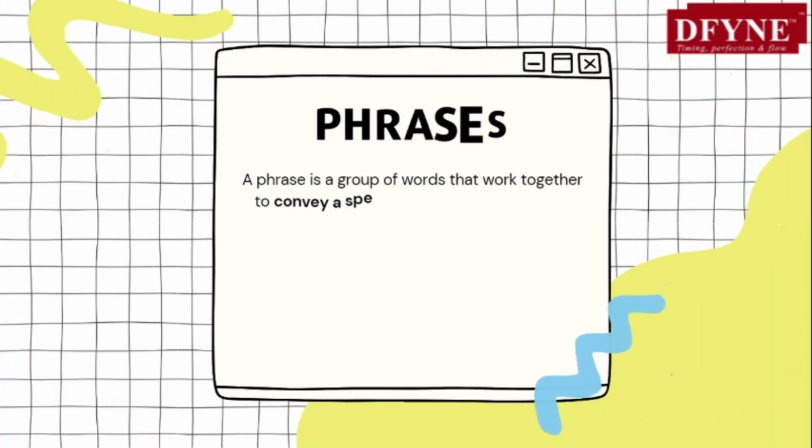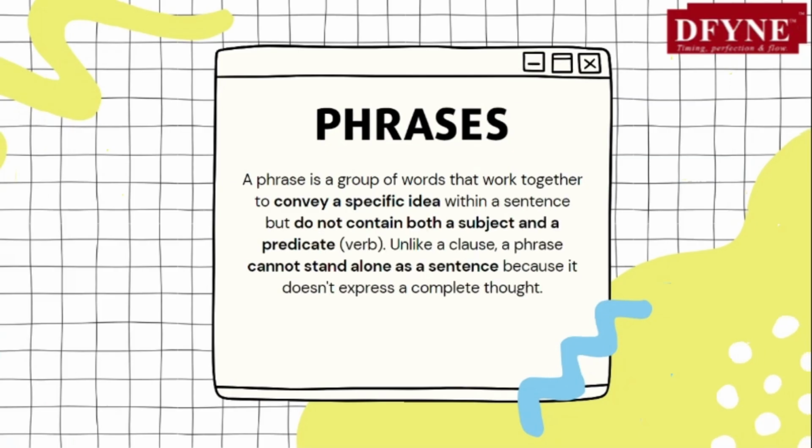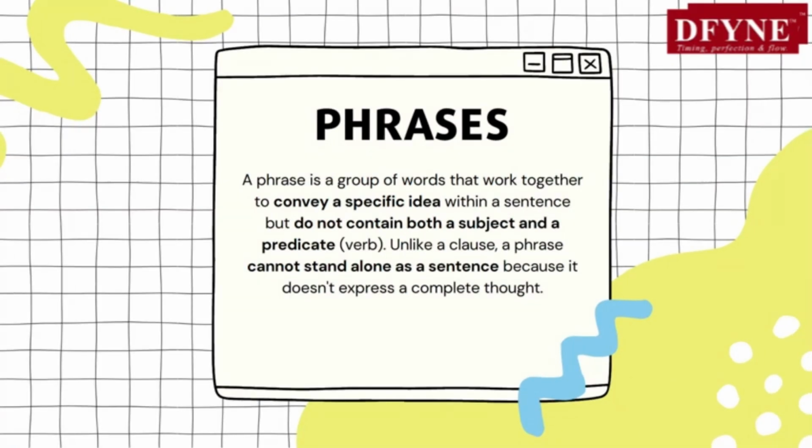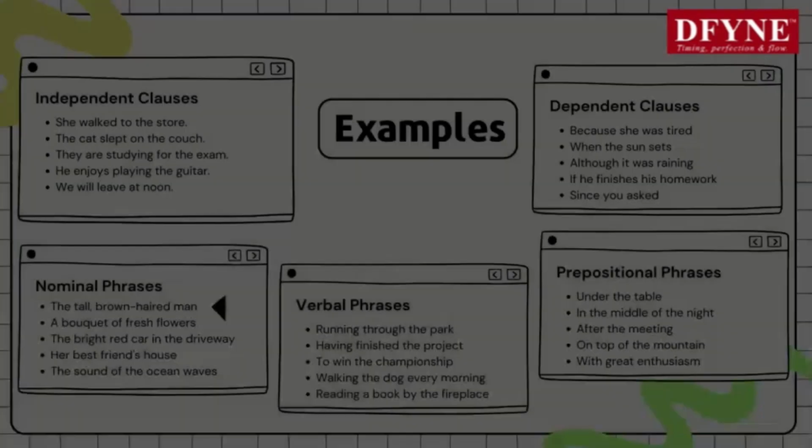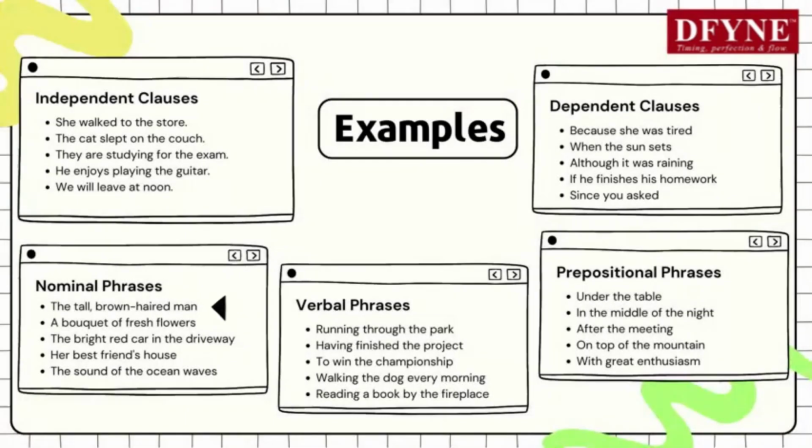Now to phrases. Phrases convey a specific idea, but do not contain a subject or a predicate. Neither can they stand alone or convey one complete idea. Let's see an example. The tall brown-haired man. This is describing a man. It has no verbs and therefore seems more like a title of a story or a movie rather than a complete sentence. Running through the park. Who is running? It's not mentioned here. This seems to be the later part of a complete thought or a sentence.